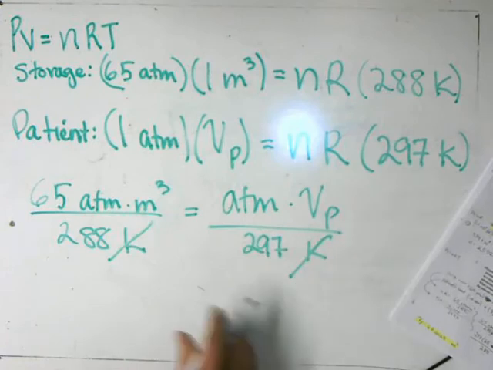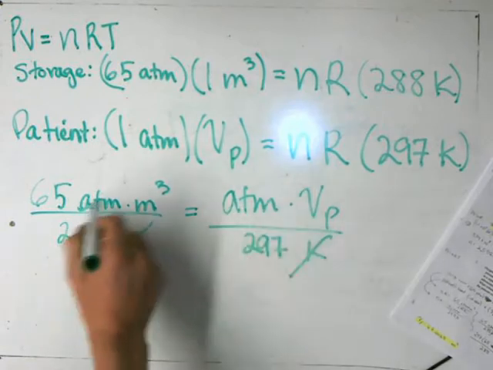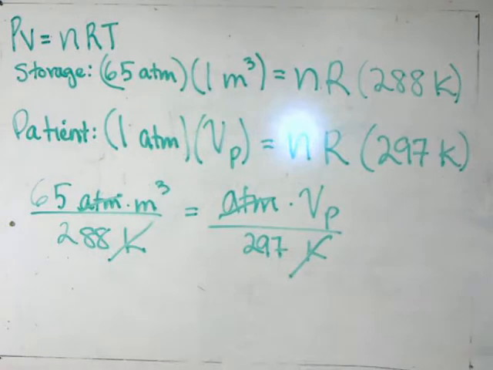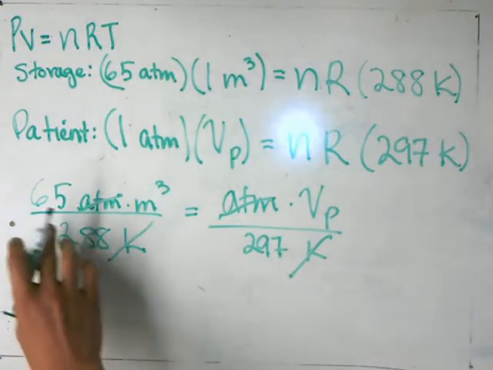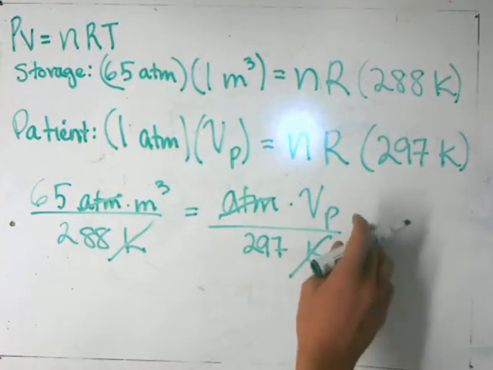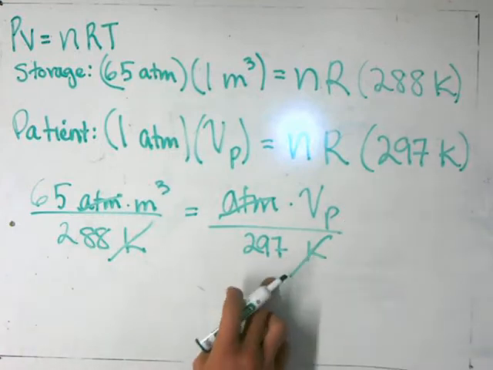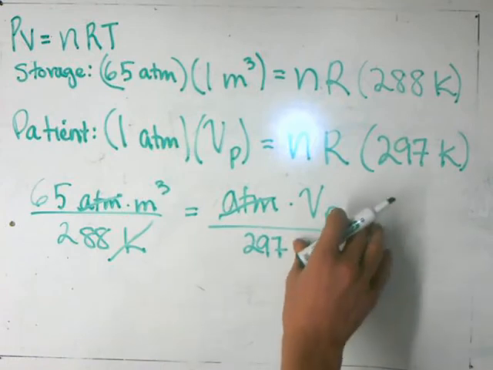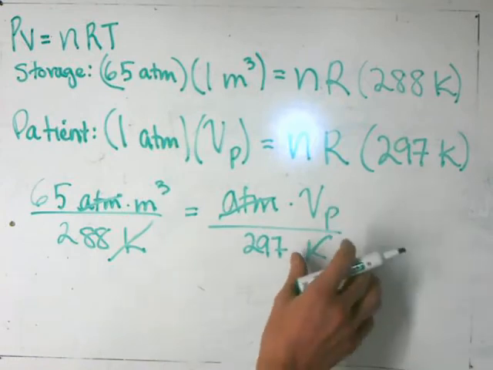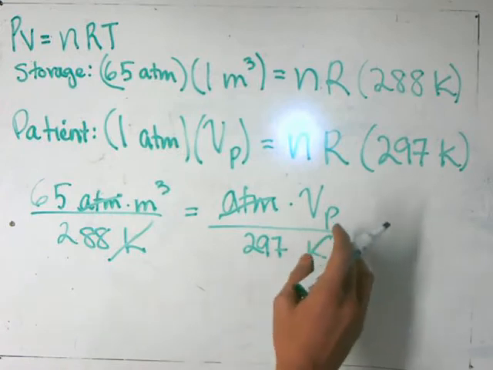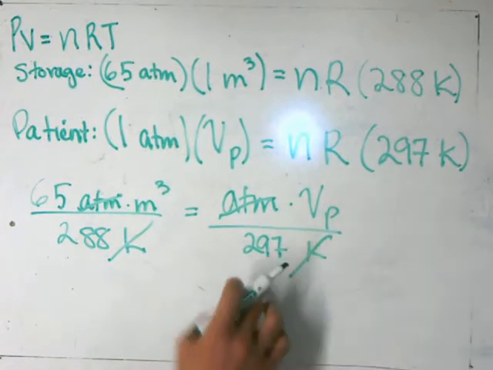So what are we left with? We have 65 cubic meters over 288. It's equal to the volume of the oxygen in the patient's room divided by 297. Since we only have two different things on this side of the equation, and one is being divided by the other, we can just solve for the numerator. So we multiply both sides by 297.